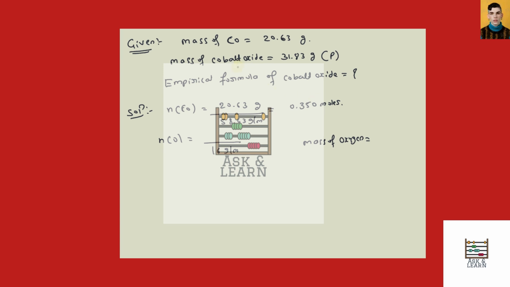The cobalt oxide contains cobalt as well as oxygen. They have given the mass of cobalt oxide, that is 31.83 grams, minus the mass of cobalt, 20.63. So we get the mass of oxygen equal to 11.20 grams. Now we substitute: the number of moles of oxygen is the mass of oxygen, 11.20 grams, divided by 16, which gives 0.7 moles.